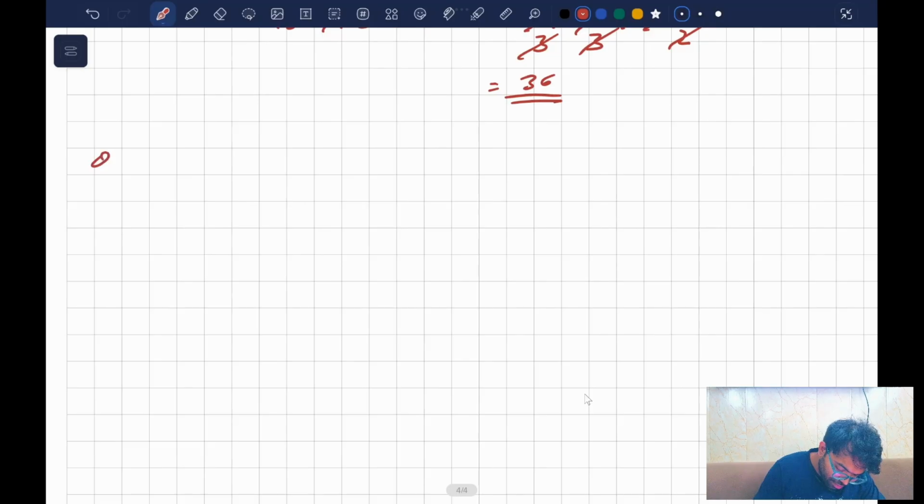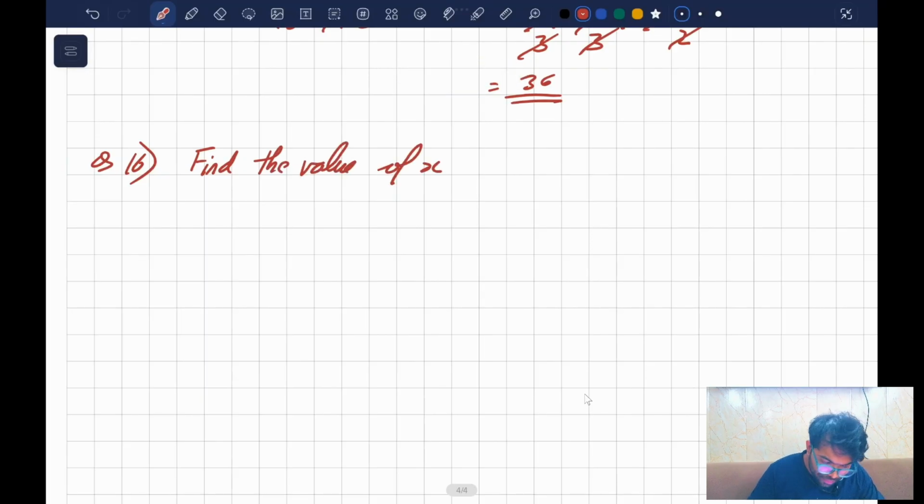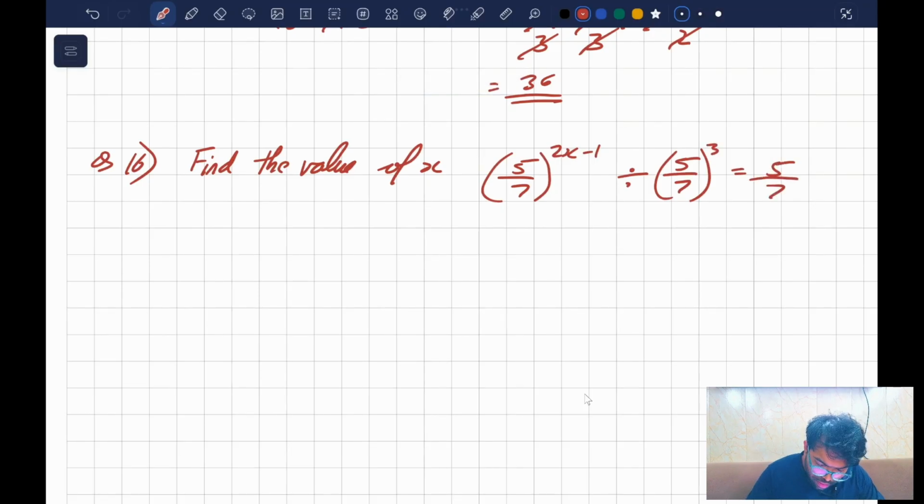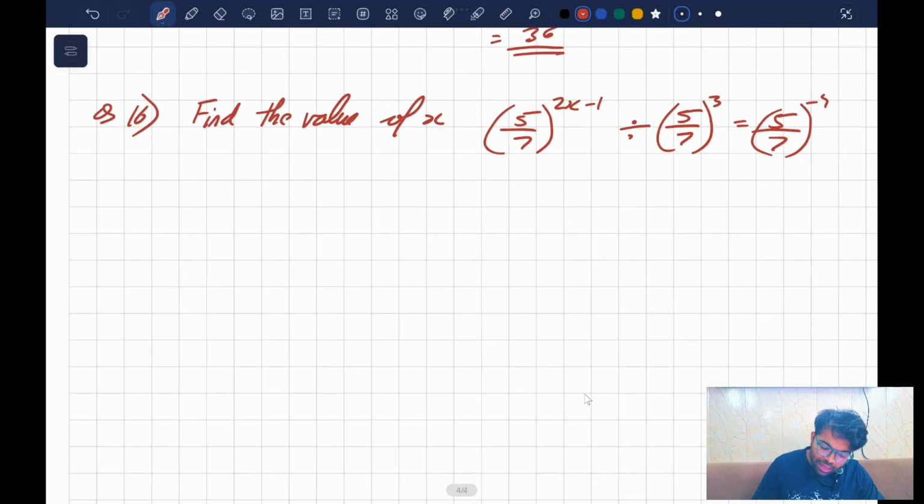Question number 16. Find the value of x. 5 upon 7, the whole to the power 2x minus 1 divided by 5 upon 7, the whole to the power of 3 is equal to 5 upon 7, the whole to the power of minus 4. ठीक है? सो कैसे करोगे?